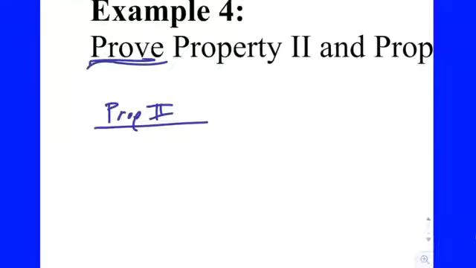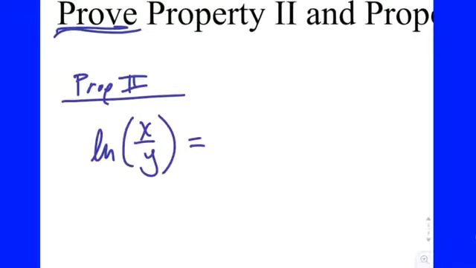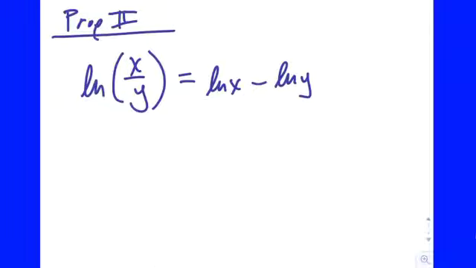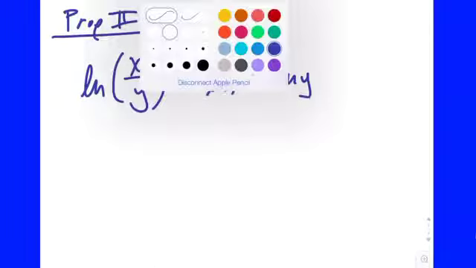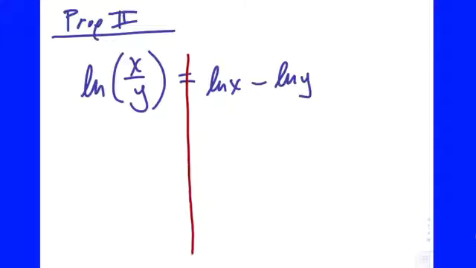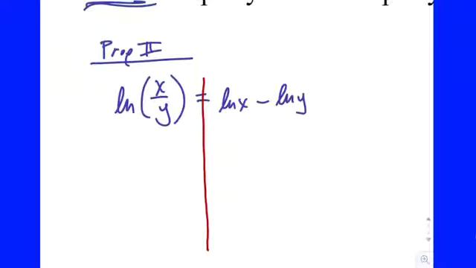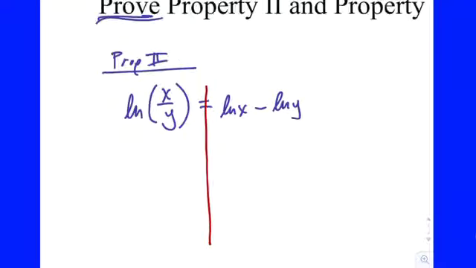That one's the one that said that if you have the natural log of x divided by y, that it was equal to what? Yeah, the natural log of x minus the natural log of y. We want to prove that. So here's how we do proofs. We had a little taste of this earlier. We draw a line down the equal sign, and then we have to work on each side separately, manipulating the expression to make one side match the other side.